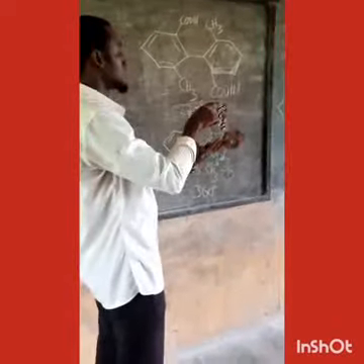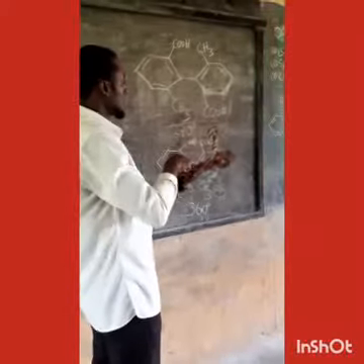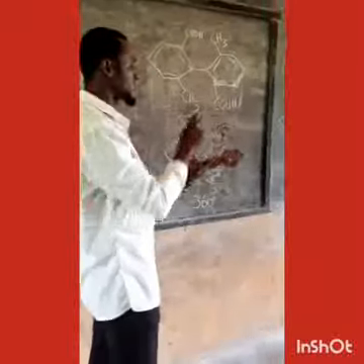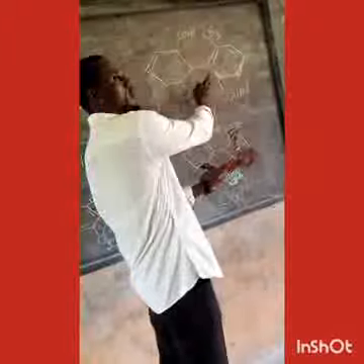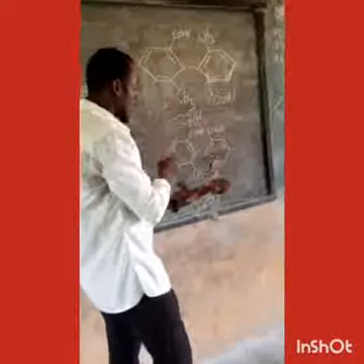Now, if this compound has no element of symmetry, no center of symmetry, no line of symmetry, then this one will be optically active.